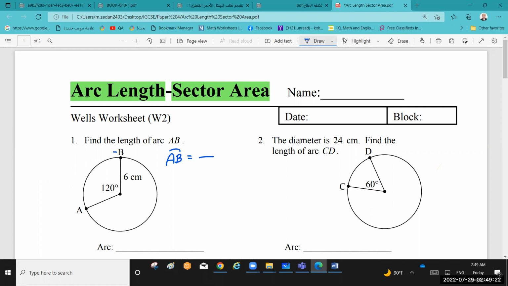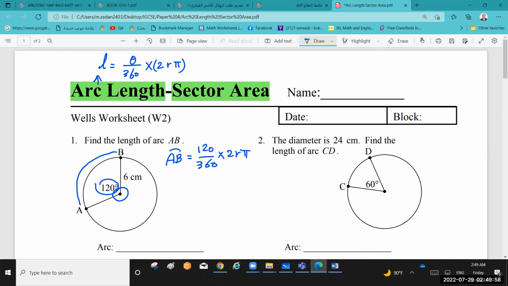So for the length of AB, you divide its central angle, 120 over 360, because 120 is part of 360. Then multiply this ratio by the circumference of the circle, 2 r pi. This is the rule. So the arc length L is theta, the measure of the central angle of this arc, over 360 times 2 r pi, which is the circumference of the circle.